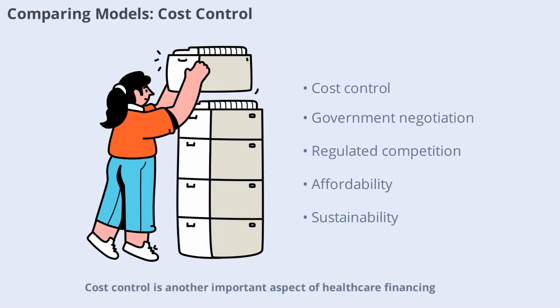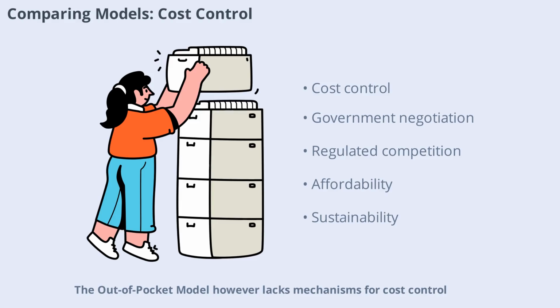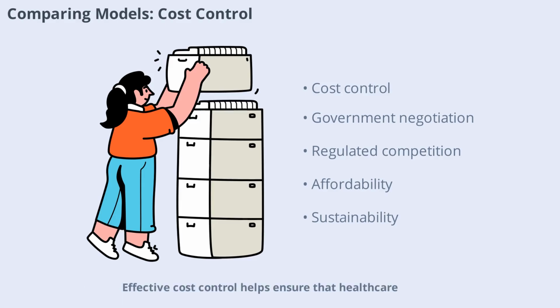Cost control is another important aspect of healthcare financing. The Beveridge and NHI models use government negotiation and budgeting to keep costs in check. The Bismarck model relies on regulated competition among insurers. The out-of-pocket model, however, lacks mechanisms for cost control, often resulting in high expenses for individuals. Effective cost control helps ensure that healthcare systems remain sustainable and affordable for everyone.